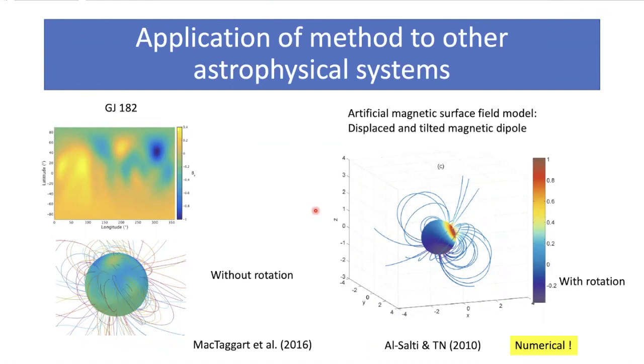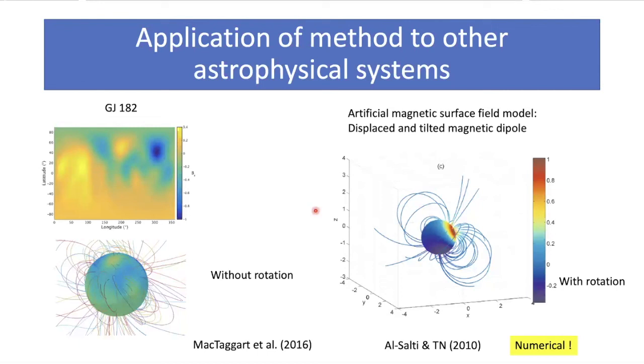Who's led that effort and applied it to magnetic field data from a star called, what is it, GJ? I always get that the wrong way around, GJ182. That's a rotating star. We did this without rotations, it's just spherical coordinate static. My PhD student Nasser Al-Salti has tried to incorporate sort of rotation into this model.